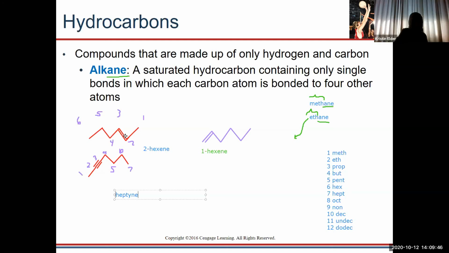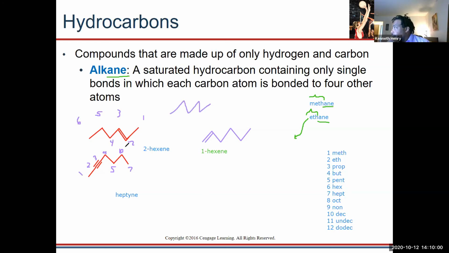What do you mean? What are we looking at? What is different about this than a single bond? What is the difference between this? There's a double bond. Where's the double bond located? Between the 2 and the 3.